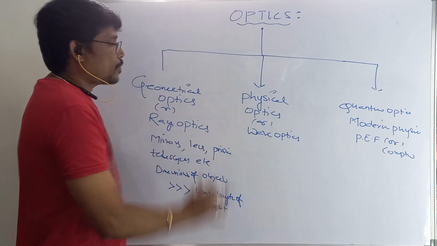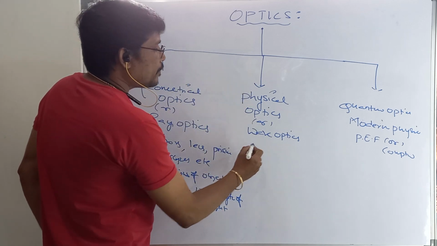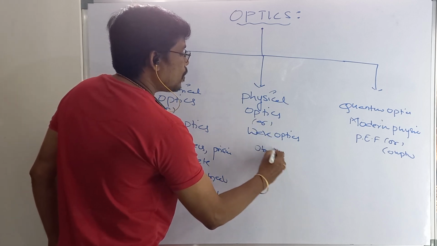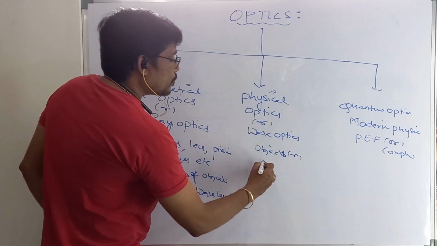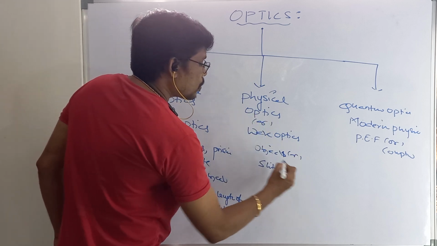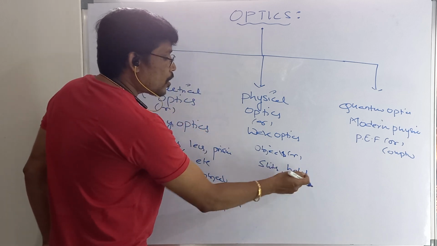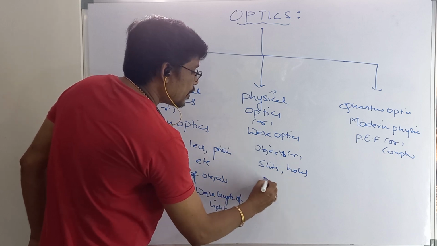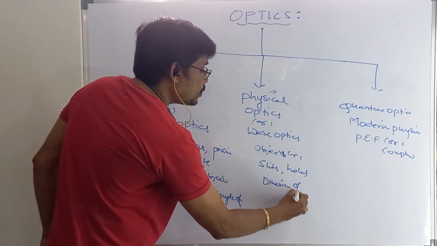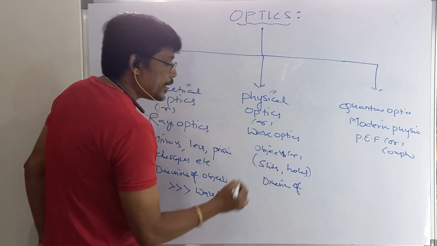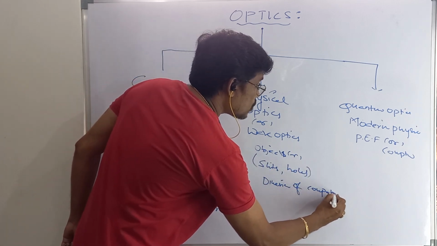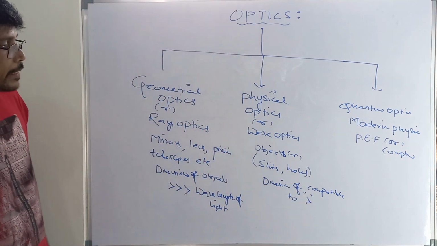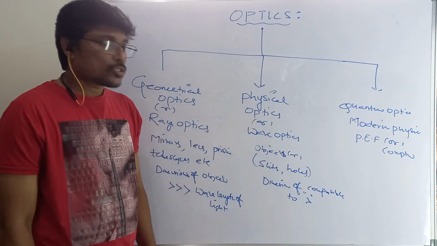Coming to physical optics. What objects are we using here? Objects are simple: you can use slits or holes. The dimensions of these slits or holes are comparable to the wavelength of light. When the dimensions are comparable to the wavelength of light, it is considered as physical optics or wave optics.